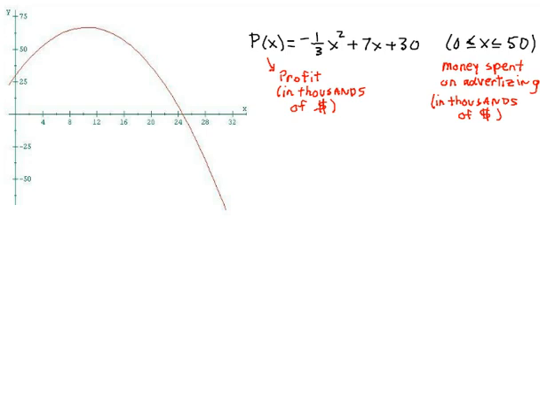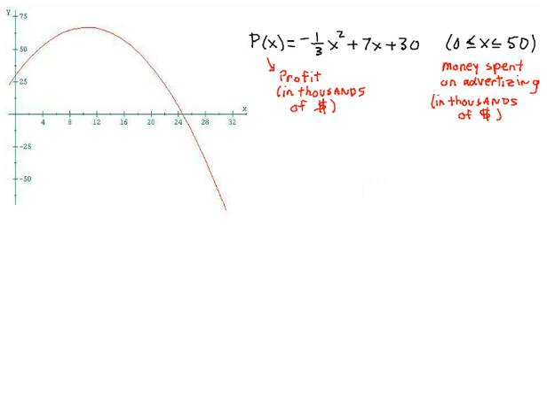Okay, we're looking at an applied problem, the effect of advertising on profit. It says the quarterly profit in thousands of dollars of Cunningham Realty is given by P of x equals minus 1/3 x squared plus 7x plus 30, where x ranges from 0 to 50. X is in thousands of dollars, and it's the amount of money Cunningham spends on advertising per quarter, and the function calculates the profit in thousands of dollars per quarter.